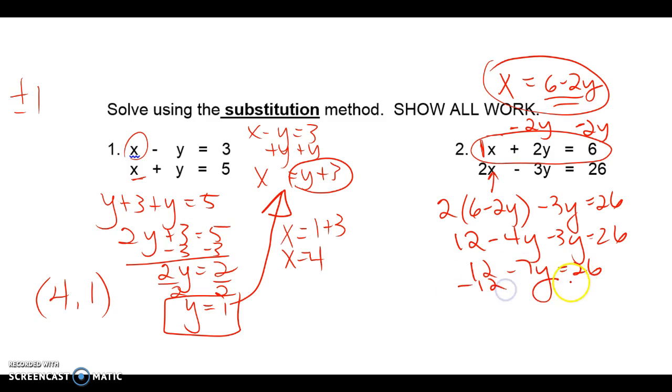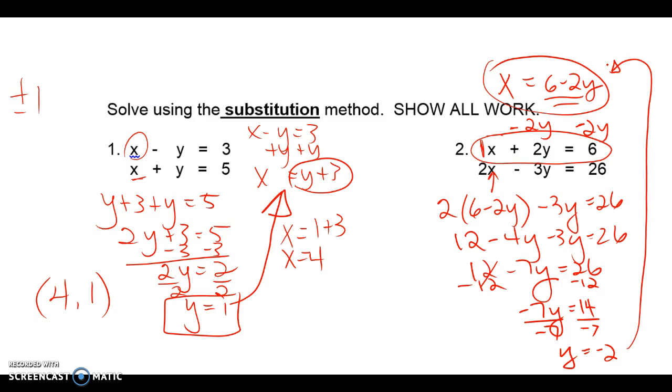Let's subtract 12. Negative 7y equals 14. Divide by negative 7. y equals negative 2. Then I take this right back here, plug it in, substitute. 6 minus 2 times negative 2, that's what x equals. Well, that's 6 plus 4 equals 10. So my answer here is (10, -2).